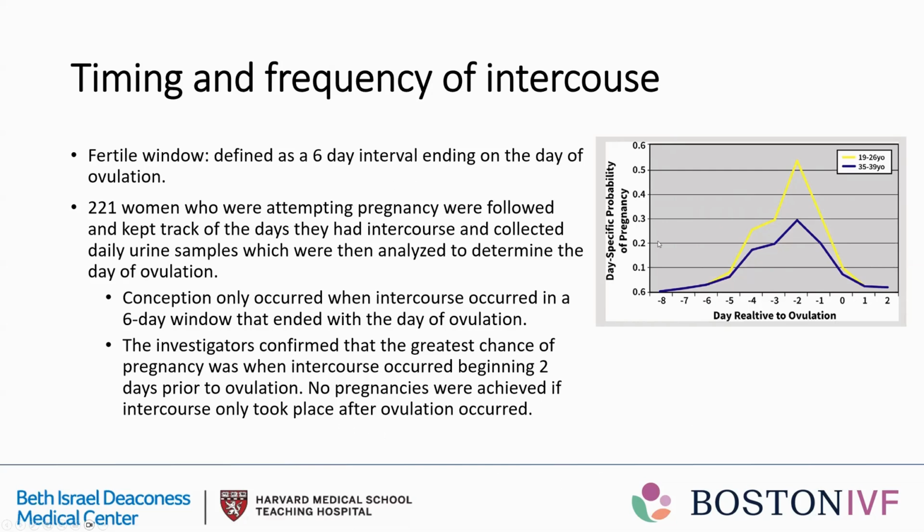And so this is what you can see in this graph over here, where the peak probability of pregnancy is in this window and mainly at the 2 days prior to ovulation.